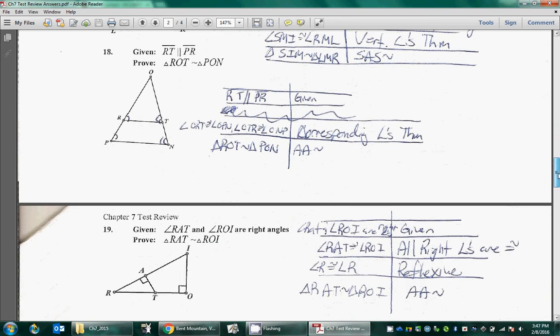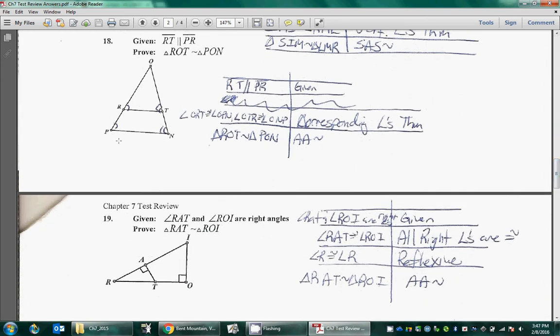For number 18, you'll notice there are no sides marked either in the diagram or in the given. So that means I know it has to be angle. Okay, so I'm looking for two pairs of angles when I'm looking through this. This one had a couple of different ways you could attack it. One way, since these lines are parallel, that means this angle ORT and this angle OPN are corresponding angles. You'll notice I mentioned that here. If I wanted to make this really short, I could use the other pair of corresponding angles, OTR and ONP.